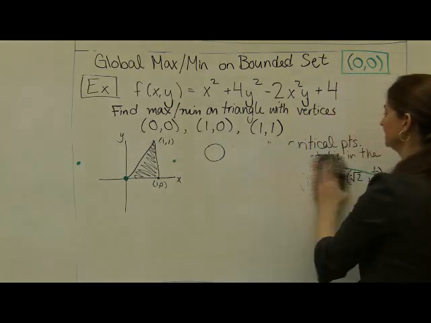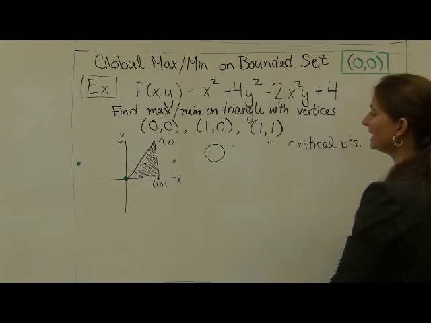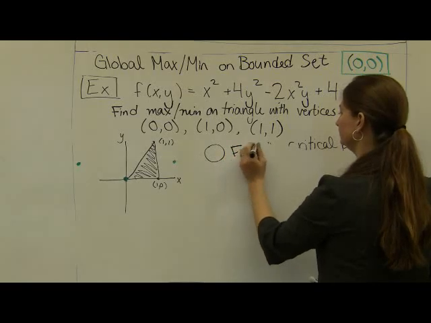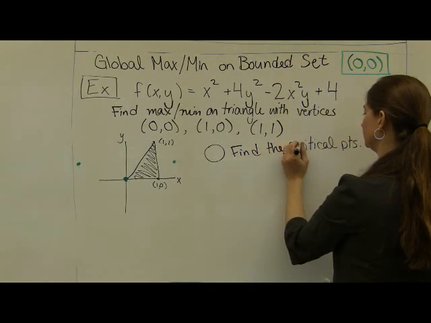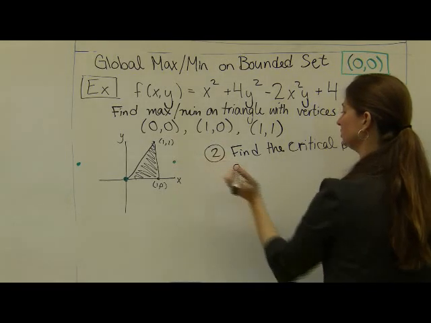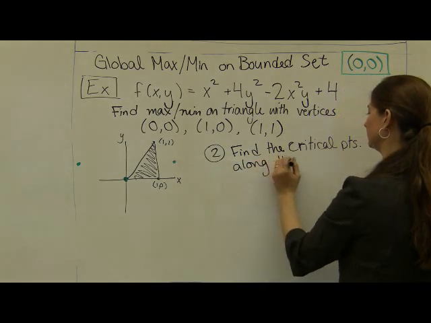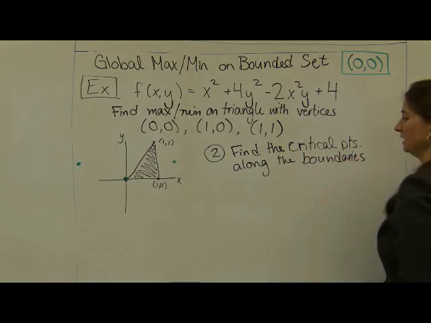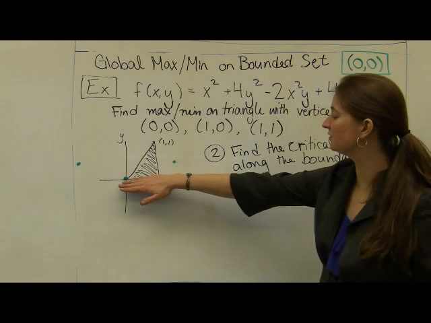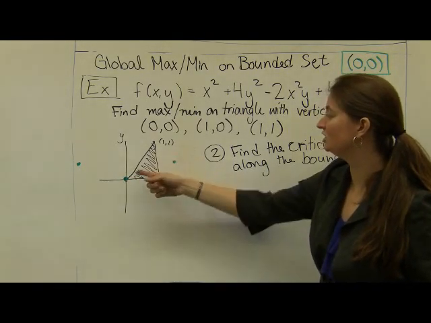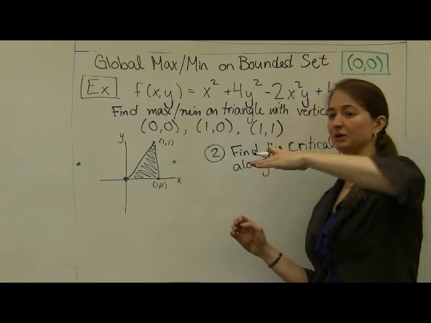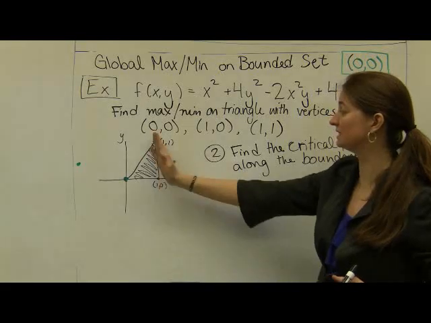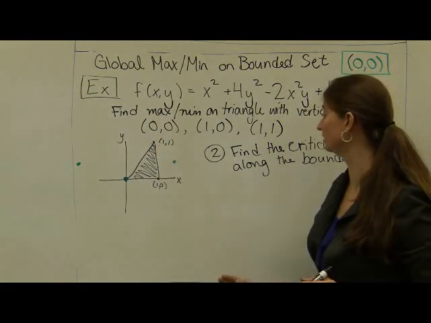Step 2 is to find the critical points that lie along the straight line boundaries. Find the critical points along the boundaries. So what do I mean by that? We know that this function, along each of its edges, is a key place where it might go up or go down because we're cutting it right at that place. And somewhere along this edge, it might have a really high value or a really low value.